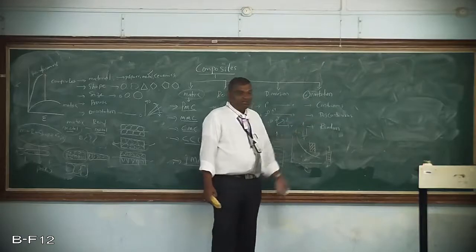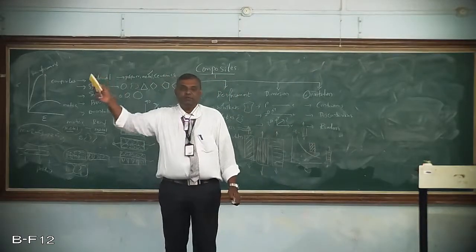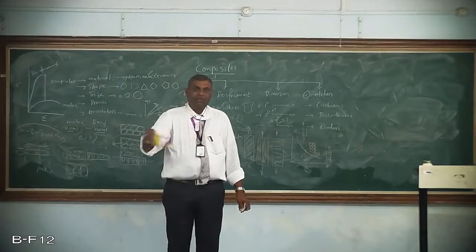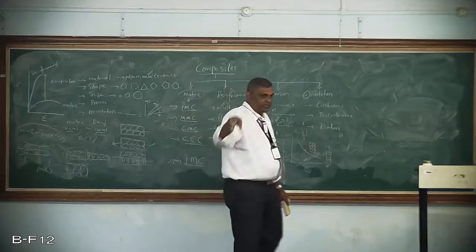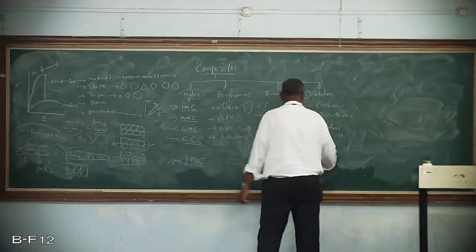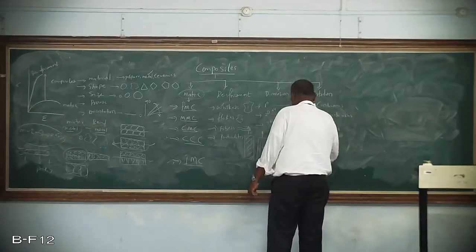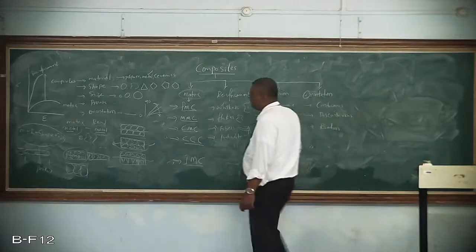If it is continuous, it runs from start to end. Discontinuous means in between there will be breaks. Random means there is no particular order and direction, it is just dispersed randomly, and that is called random orientation.